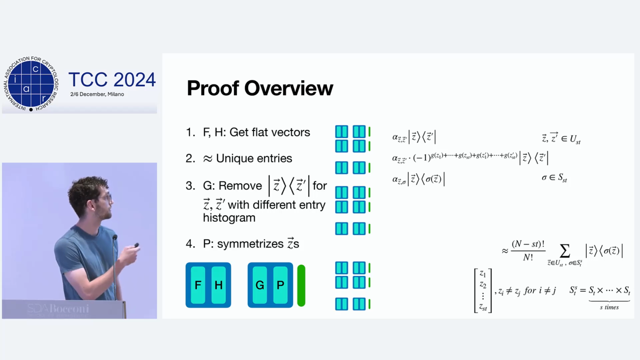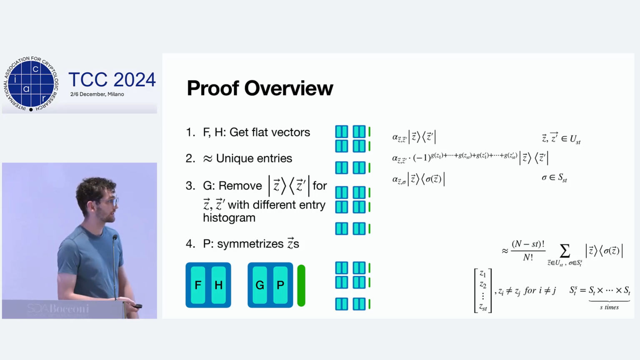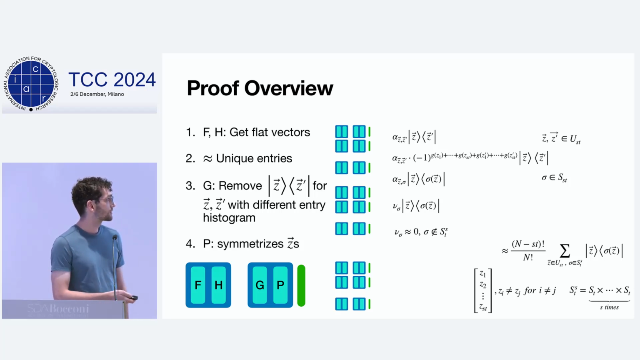We have alpha, Z, and sigma. Now sigma is from all of the permutations over ST elements. Finally, we apply a permutation which symmetrizes the Zs. So we can write the coefficient independent of Z. So we get a matrix that sums over Z and sigma, and the coefficients are not dependent on Z.